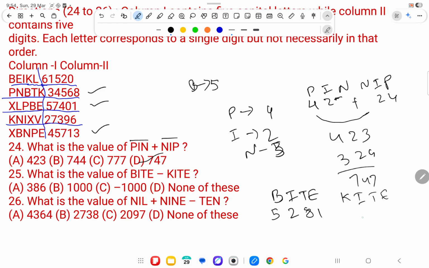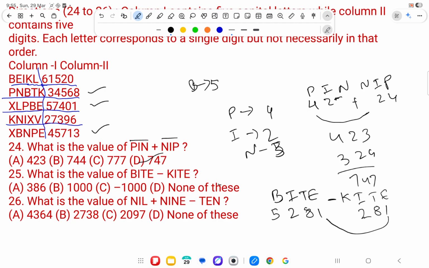KITE. ITE is 281. If you add 1 plus 1, 2. 1 plus 1 itself we can say 2. So none of these is our answer. Minus, they are saying 1 minus 1 is 0. So 2 options can be possible. Then they are asking we have to subtract KITE from BYTE. 8 minus 8 also 0. 2 minus 2 also 0.